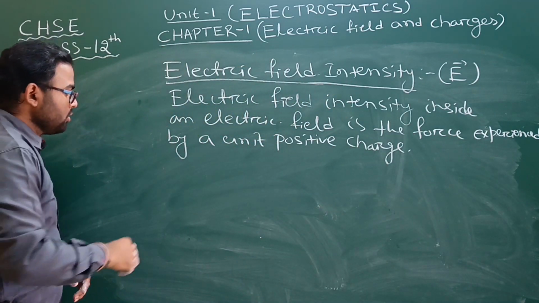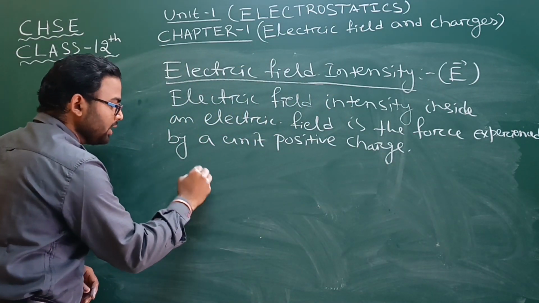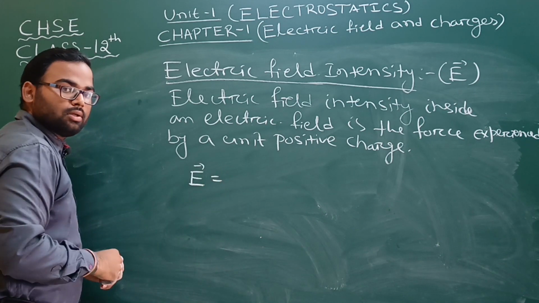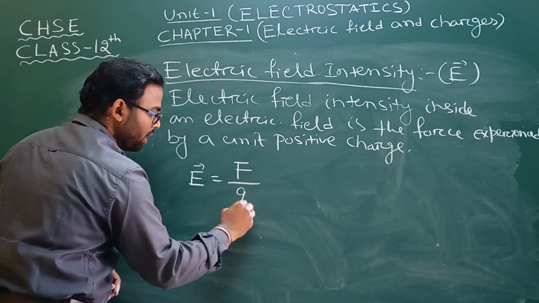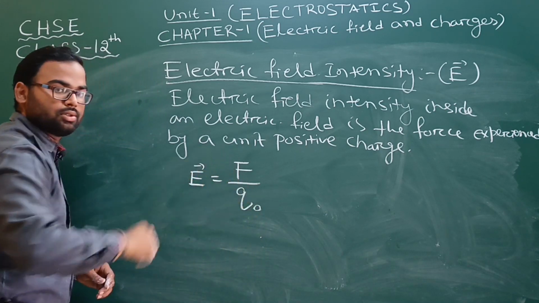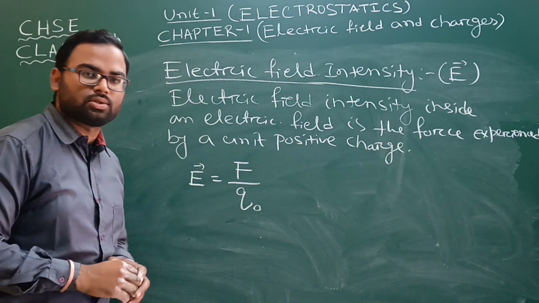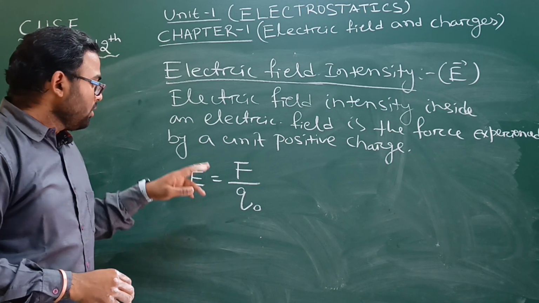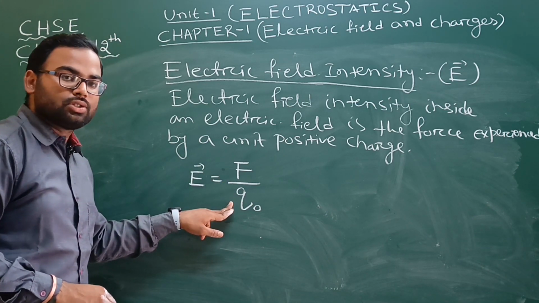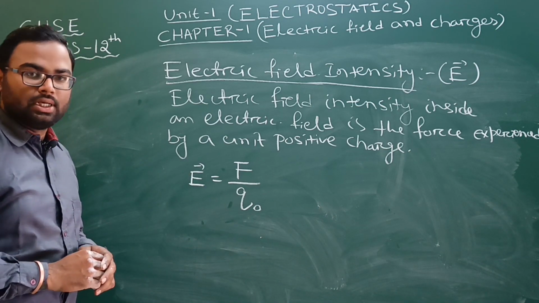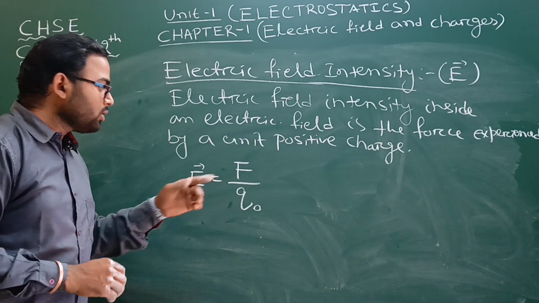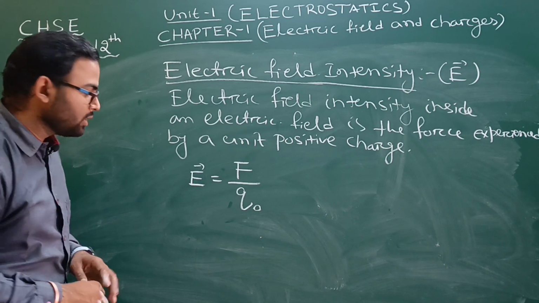Okay, so what will be the formula of electric field intensity? E vector is equal to force experienced by a charge. Let us say the charge is Q naught. Okay, force experienced by a charge inside an electric field is called electric field intensity. What will be the unit of electric field intensity?